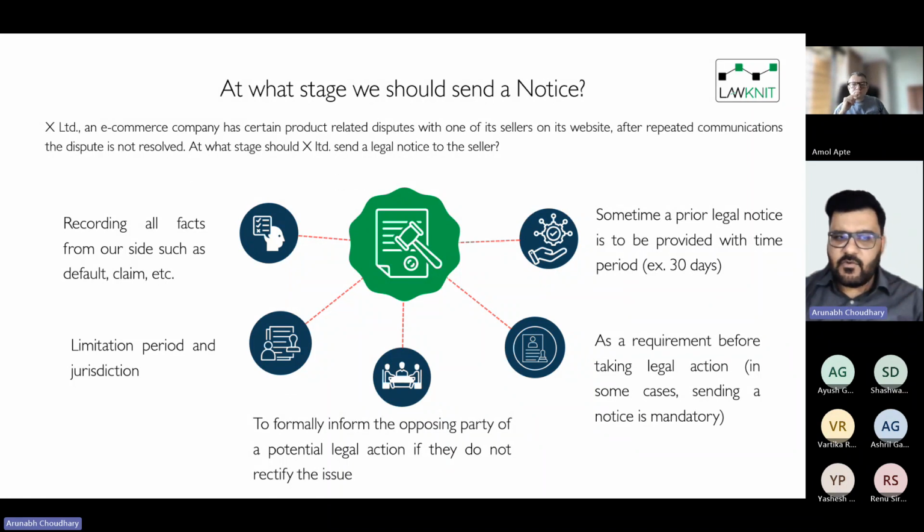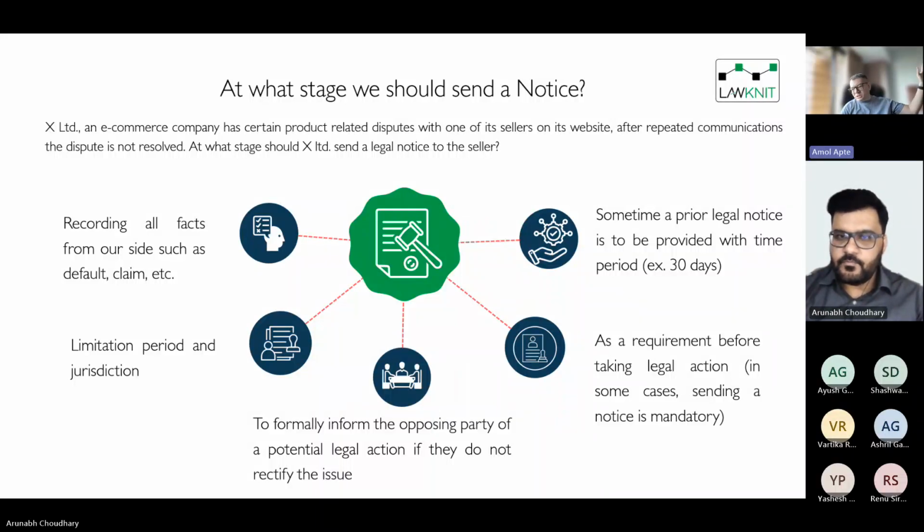So Amol, generally when it comes to sending a legal notice, from a client perspective, how do you gauge that this is the stage where we should advise our client that they should send a formal legal notice to the other side? Yeah, thank you, Arnab. If you remember, we discussed last time that there are two or three things that we need to take into consideration when we send a legal notice. First and foremost, as you mentioned, are the statutory or contractual timelines that are specified.